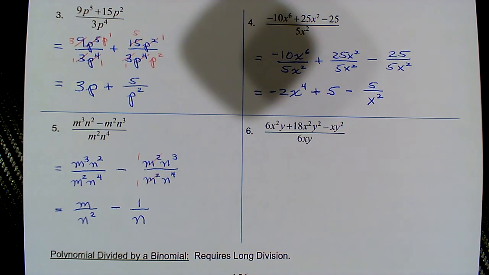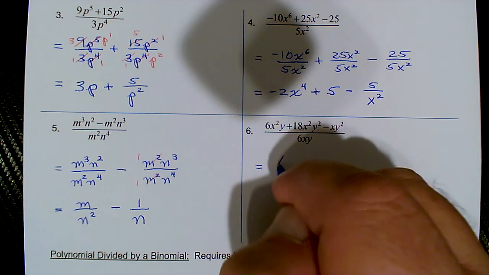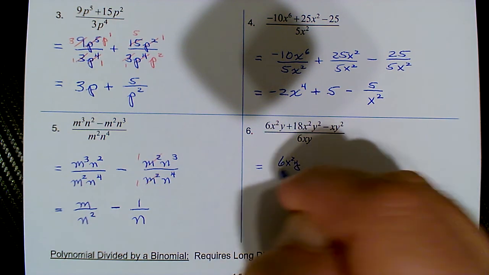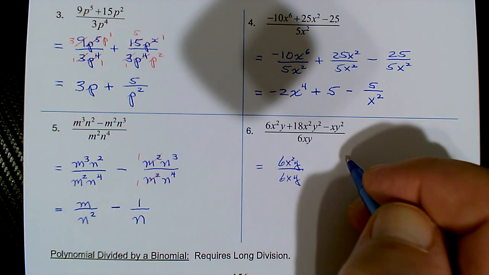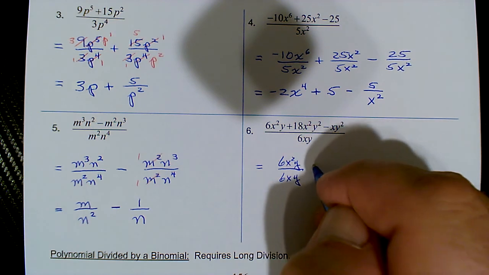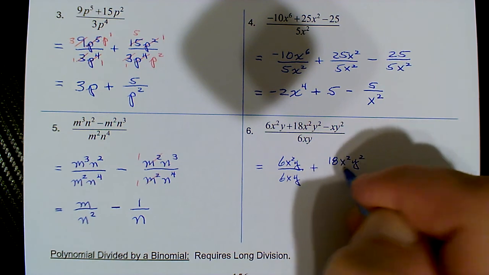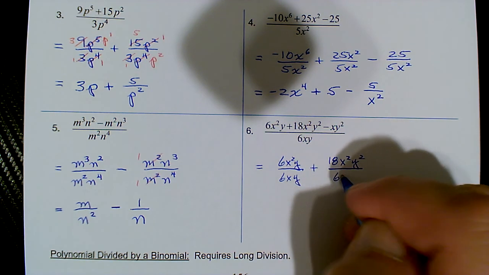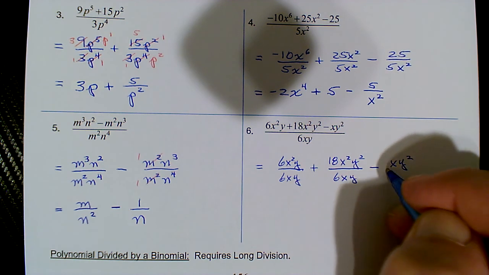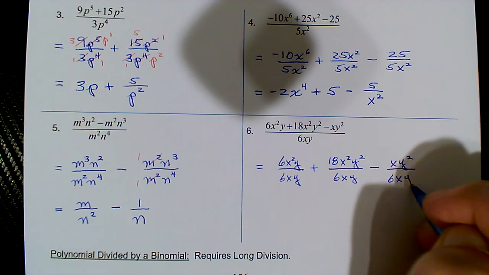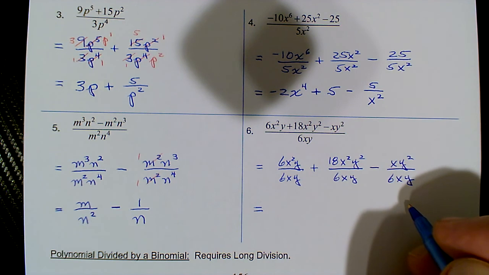And now finally, the last example, everything again gets divided by that denominator. So 6x squared y gets divided by 6xy, plus 18x squared y squared gets divided by 6xy, and then minus xy squared gets divided by 6xy. And then we want to think of cancellations.